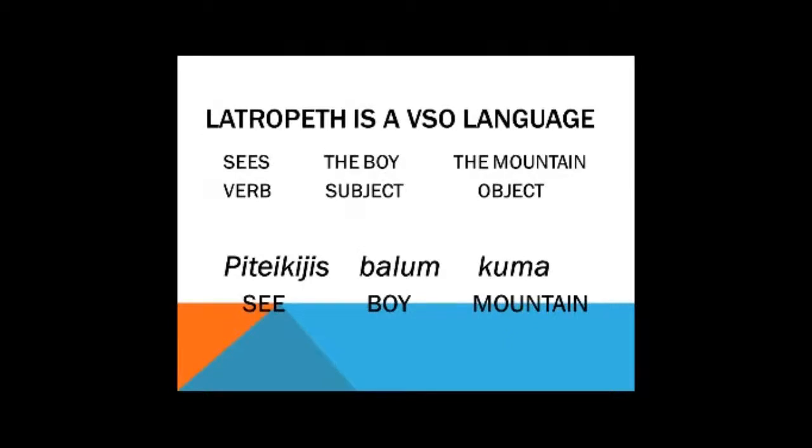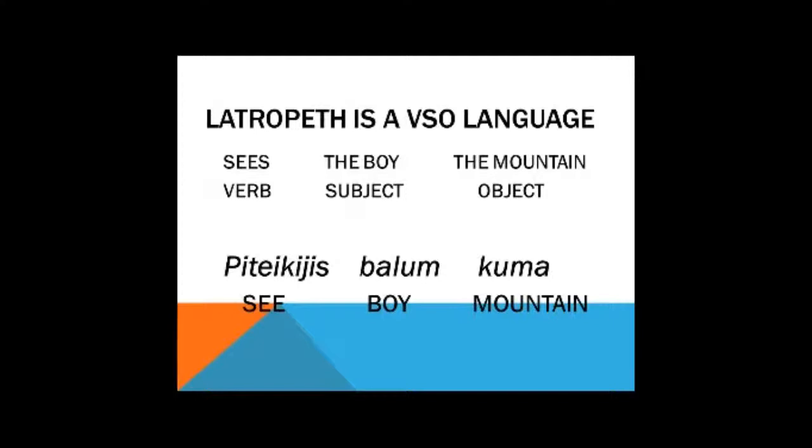So again, remember, Latropeth is a VSO language, so what that means is the word order in the sentence in Latropeth is predominantly verb, subject, object. So it's going to come out the equivalent sentence in Latropeth. If you're wanting to say the boy sees the mountain, the equivalent sentence in Latropeth is going to, in terms of order, say sees the boy the mountain.